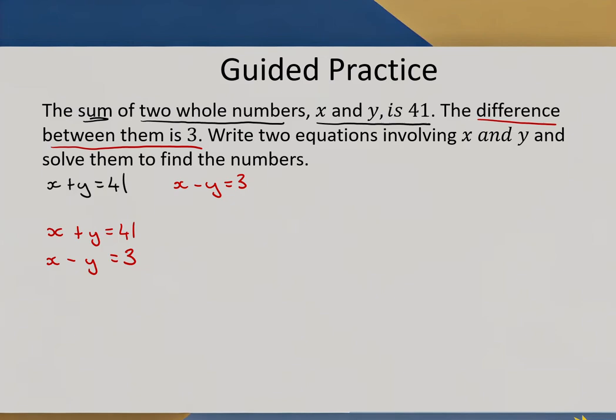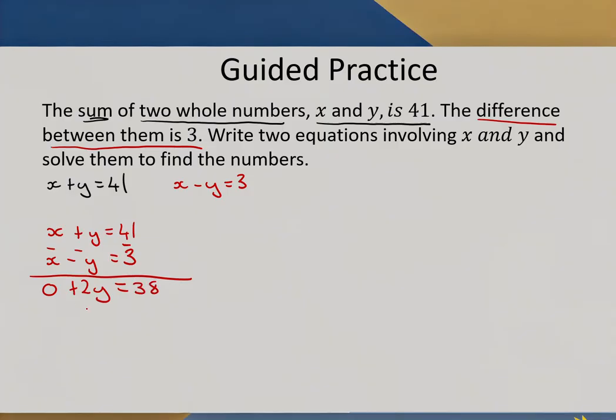If I take away, then the x's will be cancelled out. So that's probably the easiest way. So let's have a look. x take away x is 0. y take away negative y is plus, so y plus y is 2y. 41 take away 3 equals 38.